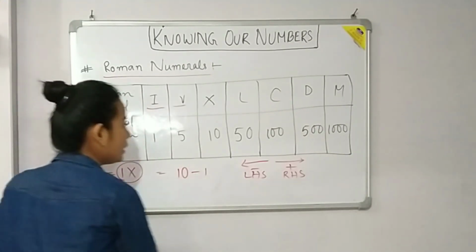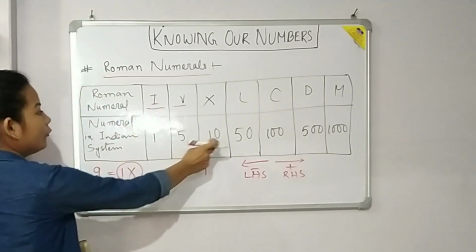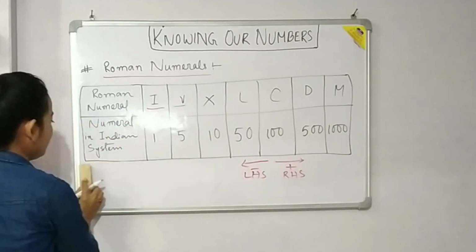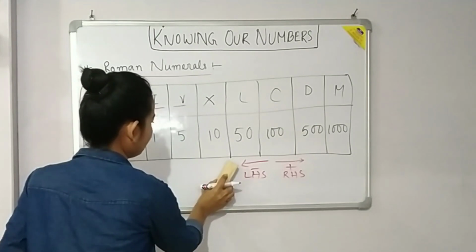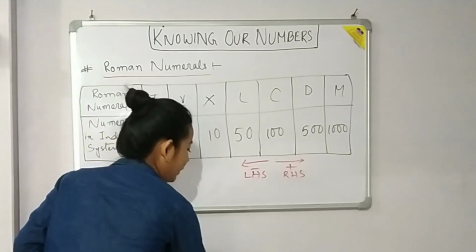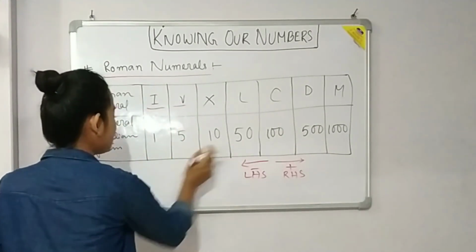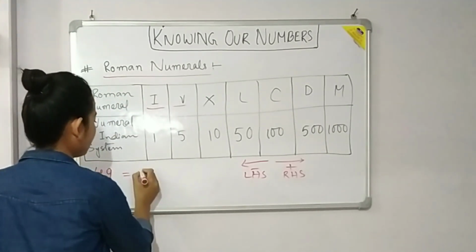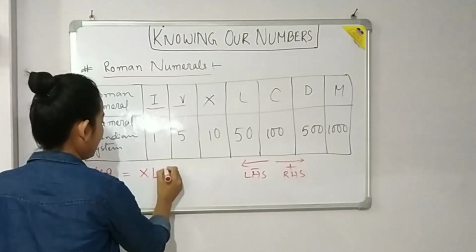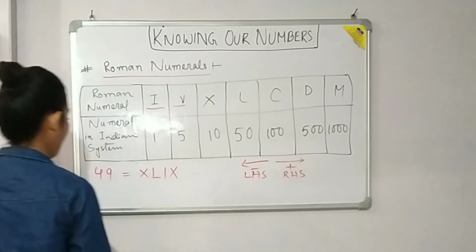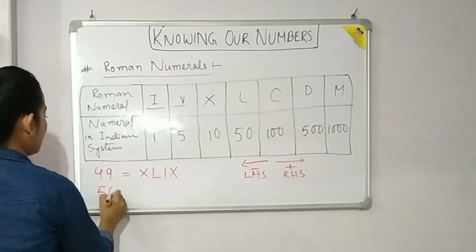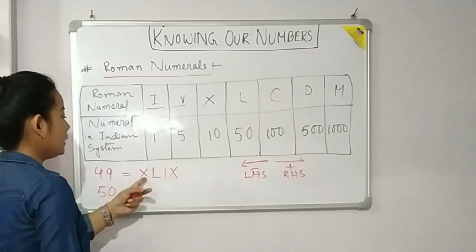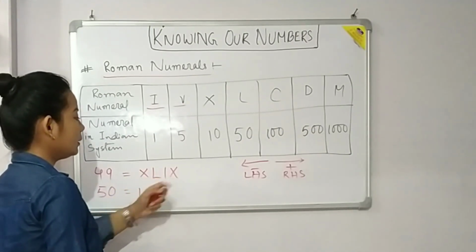Alright. Similarly, again we will see for 49, because up to 48 we will use I, V, X, everything. So let us see for 49. 49 means what? XLIX. 40 is XL, and 9 is IX, and 50 means L. So why are we writing XLIX here?